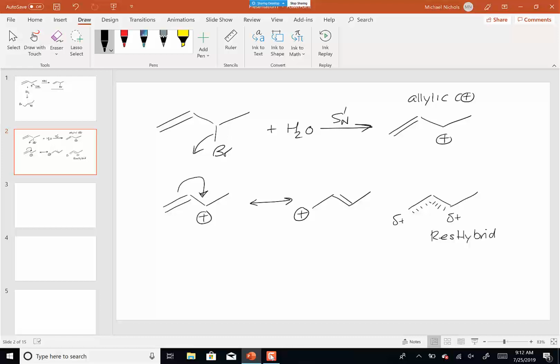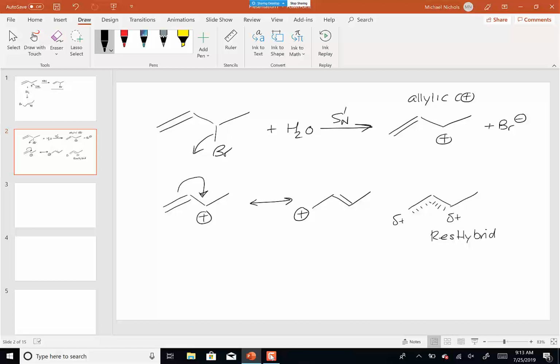So far, all I've done is I've lost my leaving group, which I probably should put up here, plus a Br minus. I've lost my leaving group, but now I've formed a carbocation that has resonance structures. So now I'm writing its resonance structure and the resonance hybrid. Now the water is going to attack, right? The water is going to add. And of these three species here, which one is the real structure?